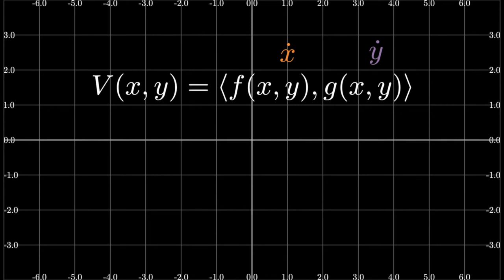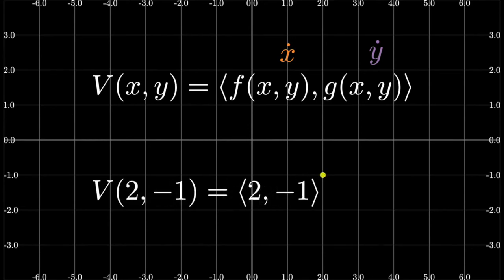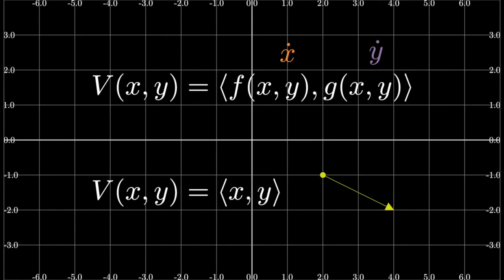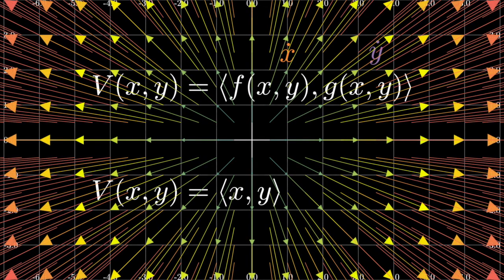Since our vectors are now two-dimensional, we need two functions, f and g, that determine the x and y coordinates of the vector. Let's start with a simple example, where the change in the x dimension only depends on x, and the change in the y dimension only depends on y. If we are now at the position x equals 2 and y equals -1, then we get a vector that indicates a change of 2 in the x dimension and a change of -1 in the y dimension. If we repeat this for a few more coordinates, then we get a nice illustration of our vector field.